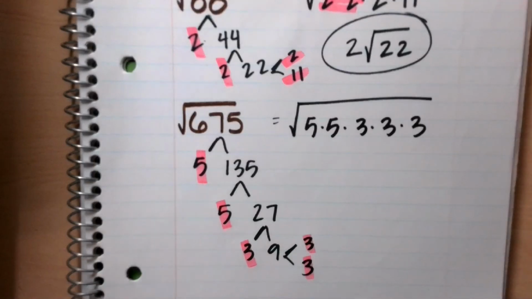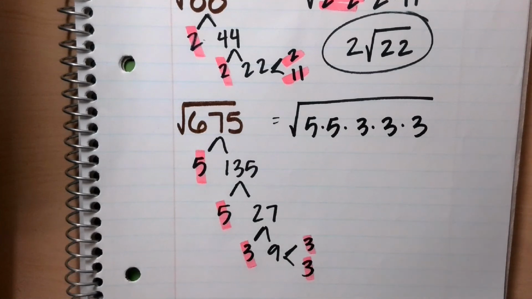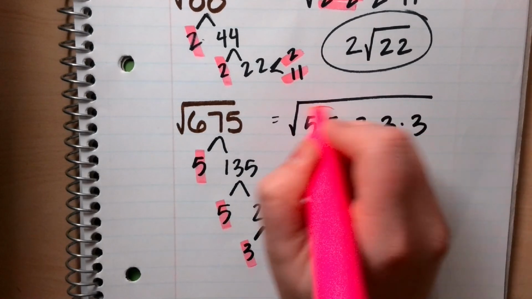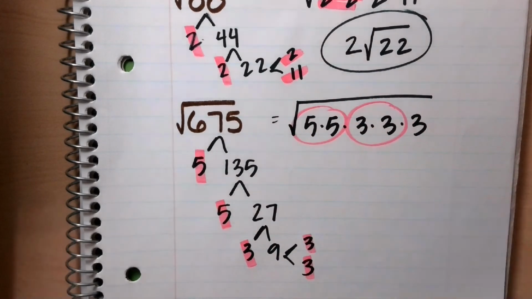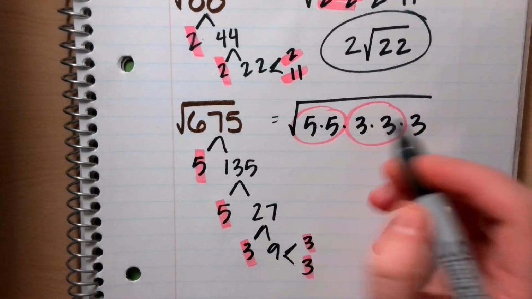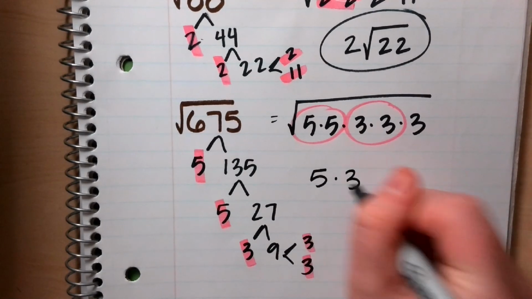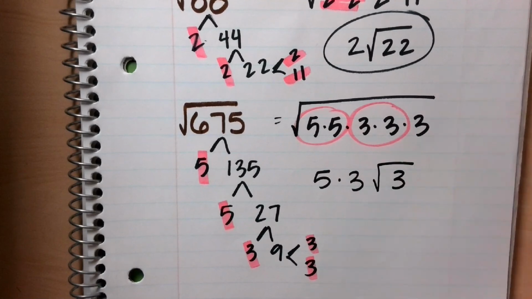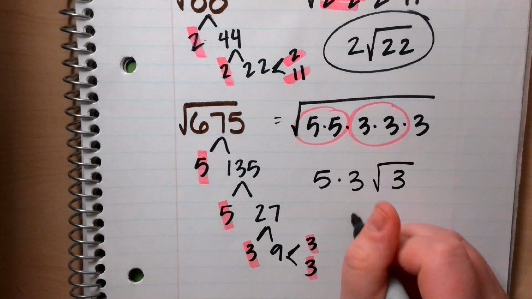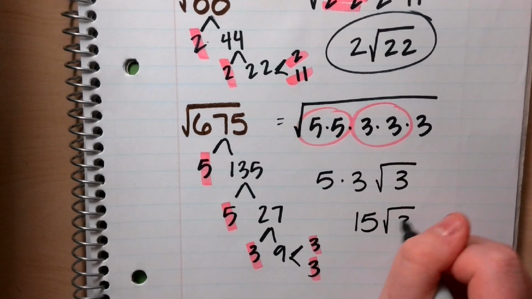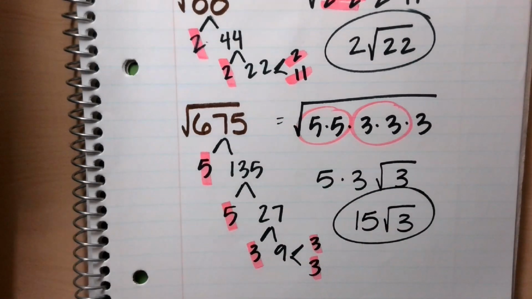Time to make our groups. We have 1 group, 2 groups. That last 3 is just chillin', all by itself. So we're going to pull out one 5, we will have 5, and pull out one 3, times the square root of 3. 5 times 3 is 15. So we get 15 root 3.